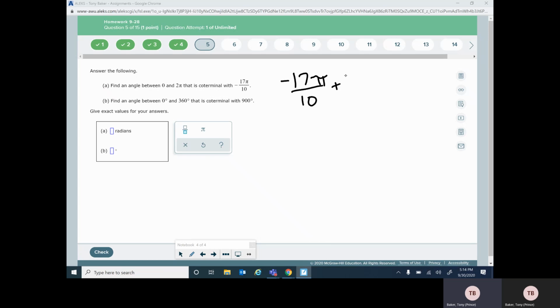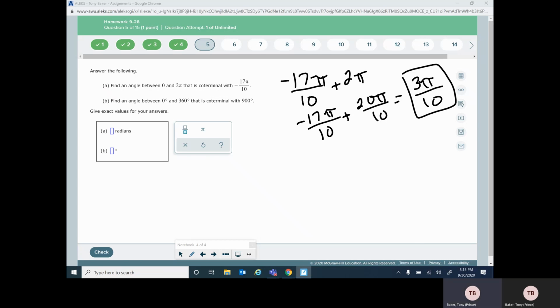So I'm going to add 2 pi. And in this case, I'm actually going to add 20 pi over 10. So I get 3 pi over 10. Now that's obviously bigger than 0, and it's less than 2 pi, which is 20 pi over 10. So that's going to be the number for that one.